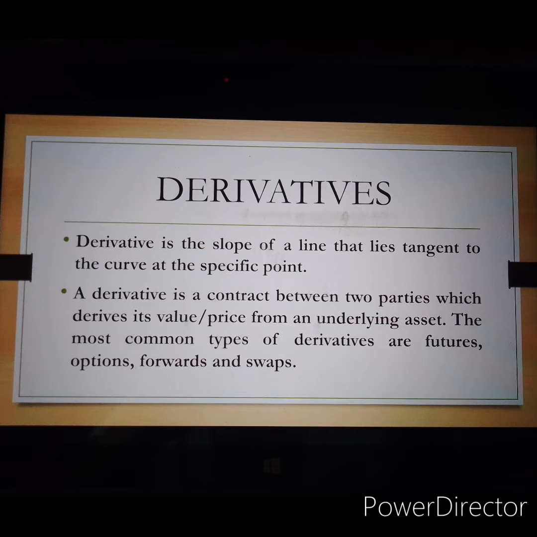Another definition of derivative is a contract between two parties which derives its value or price from an underlying asset. The most common types of derivatives are futures, options, forwards, and swaps.